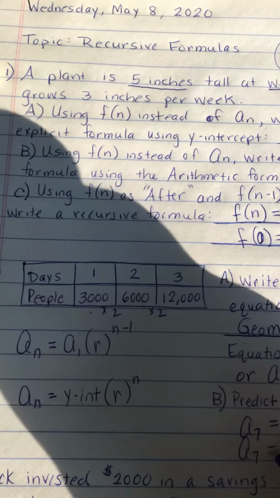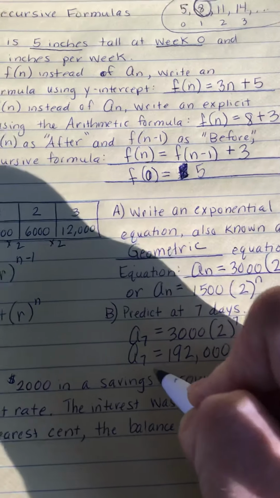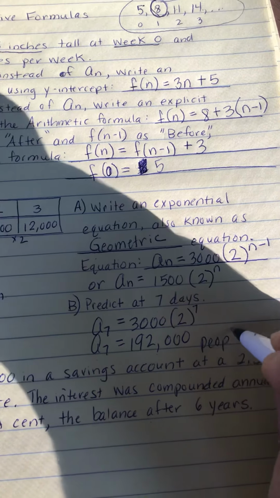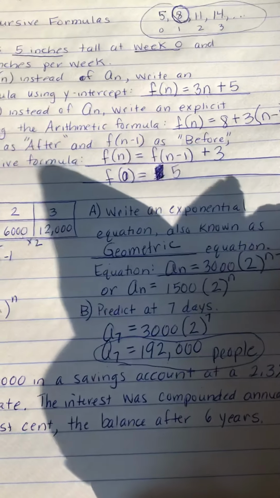So a sub 7 equals 192,000 people. Okay, and there's that one.